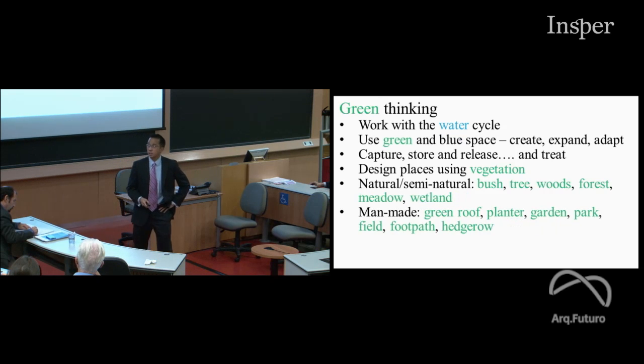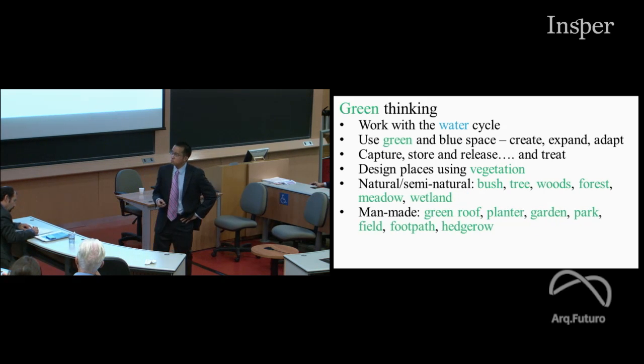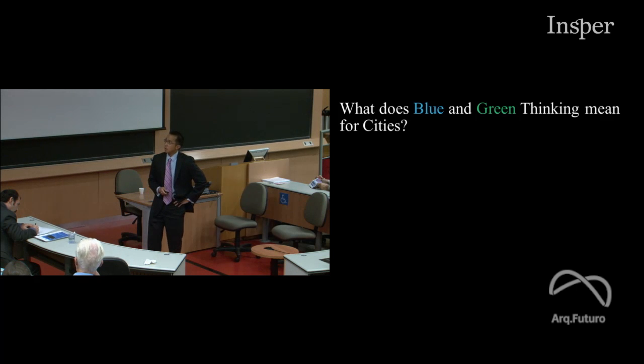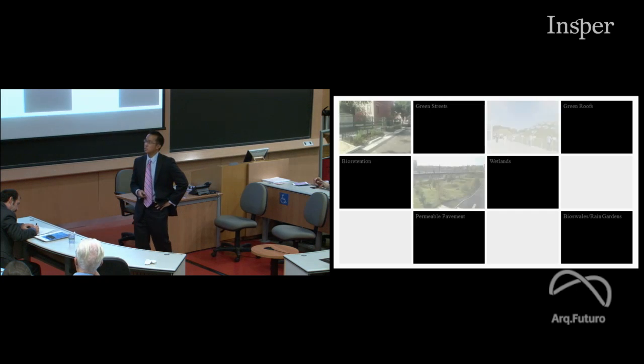In terms of green thinking, again, working with that water cycle, looking at natural systems, leveraging trees and forests and landscape as part of that water cycle. And what does that mean, and what would that look like in cities? And here's what it looks like. So these are just some examples.